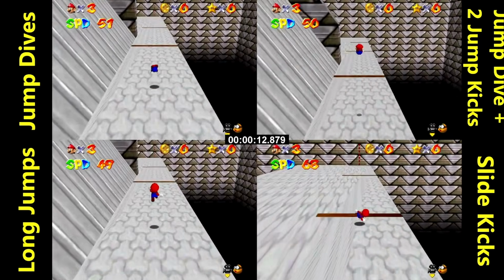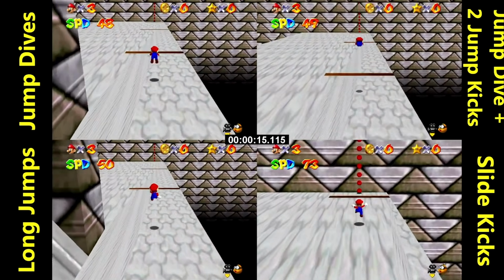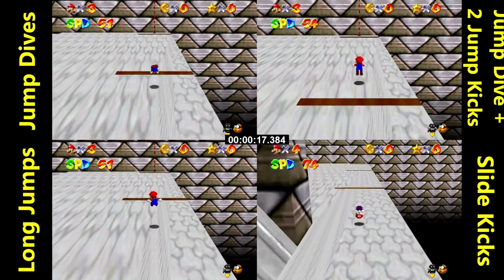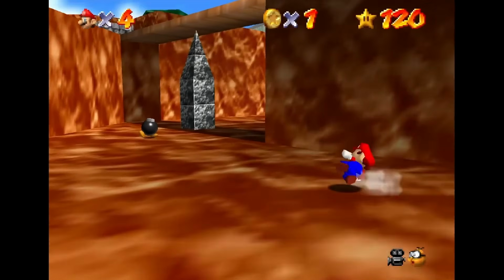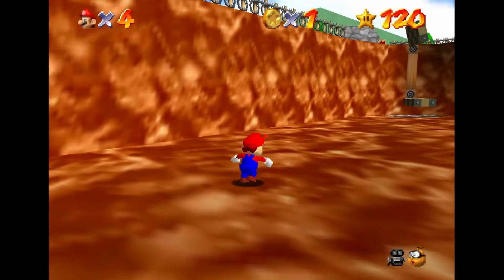Since the exact mechanics of this were not yet understood and similar movement options like just long jumping seemed to be just as fast, people did not pay much attention to this strategy. Most speedrunners thought that these slide kicks were simply another quirk of his.